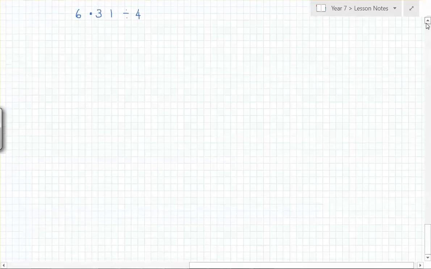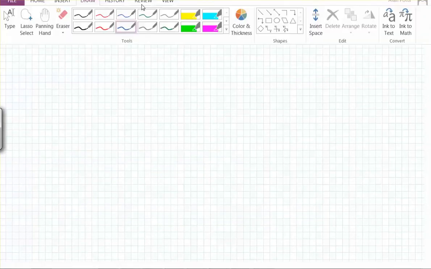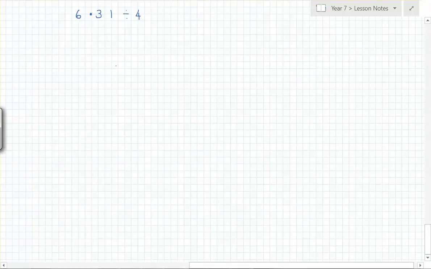So you've all got to the stage. So we've got 6.31 divided by 4. What have you converted it to? 631 over 100. Divided by 4. Good. Okay. So then, the sum that you're actually going to do is 630 divided by 4, and then divide by 100.